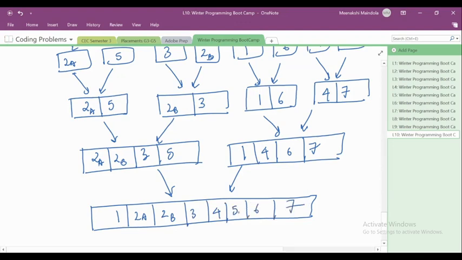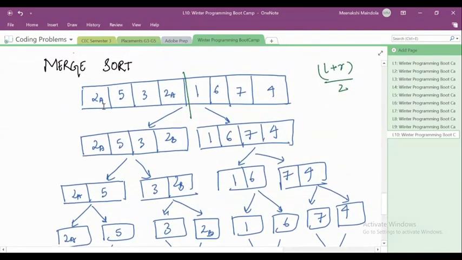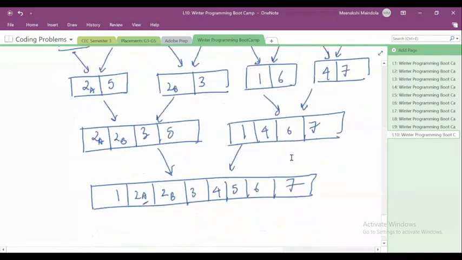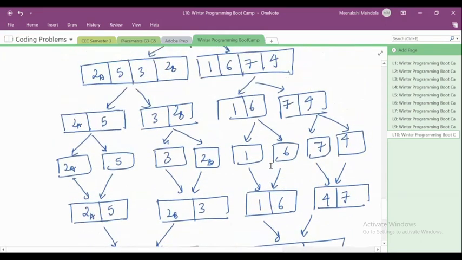So we say that this is the final sorted and merged array, and we find out that this element 2a and 2b, which had occurred in this order in the original array as well. So you have 2a here and 2b coming after 2a. The same relative order is maintained in the output as well. So we say that this sorting algorithm, which is merge sort, is stable. Okay. Now, this is the first thing that you have noticed.